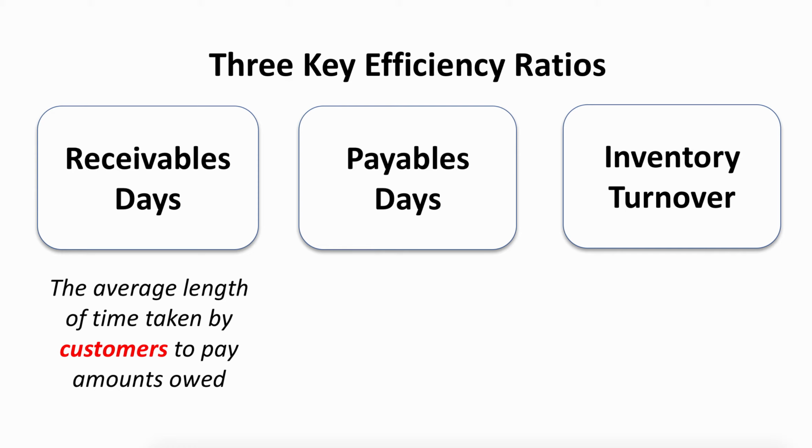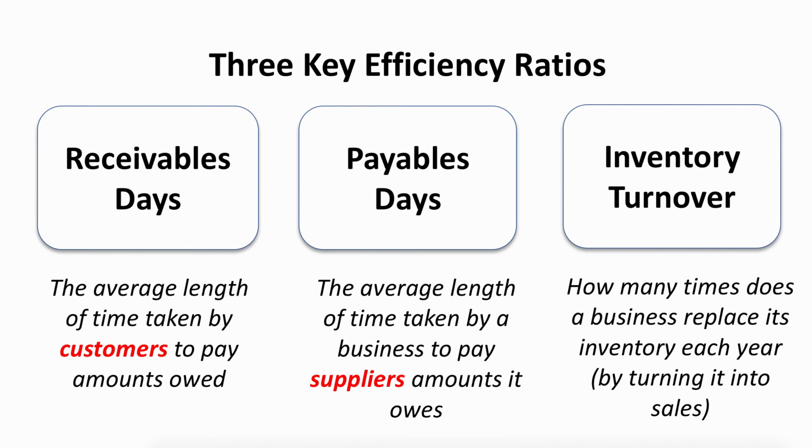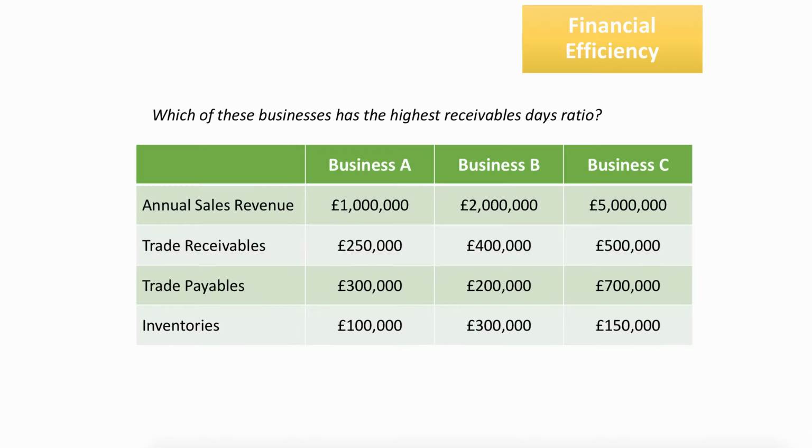So receivables, maybe we allow a customer to buy some goods and pay us in 60 days time. Do they take 60 days? Do they take longer or do they take shorter? So receivables day is how long it takes for customers to pay the bills that we are owed. On the other side of the coin, payables days is how long does it take our business to pay our suppliers? How many days do we try to take before we have to pay our bills to suppliers? And inventory turnover is a measure of how often the inventory is used up each year by a business, by turning it into sales.